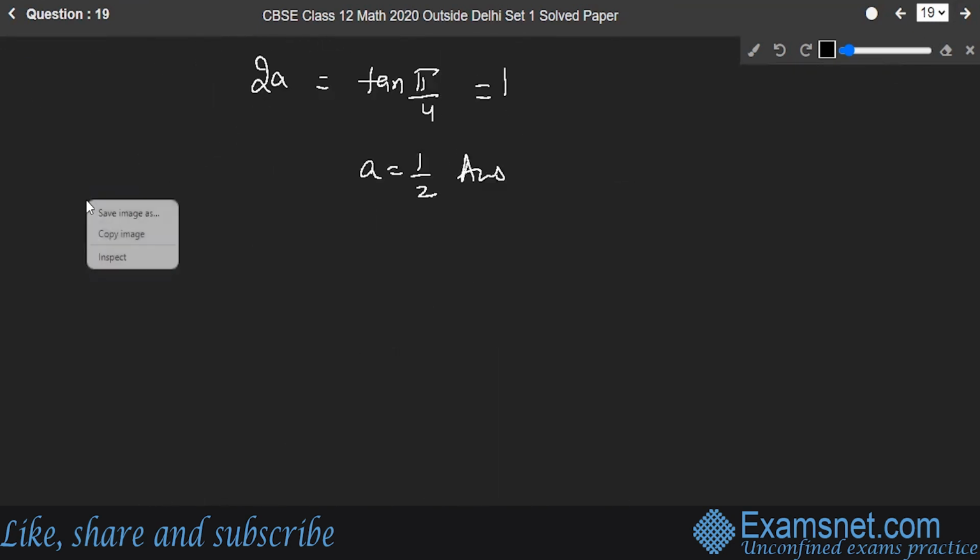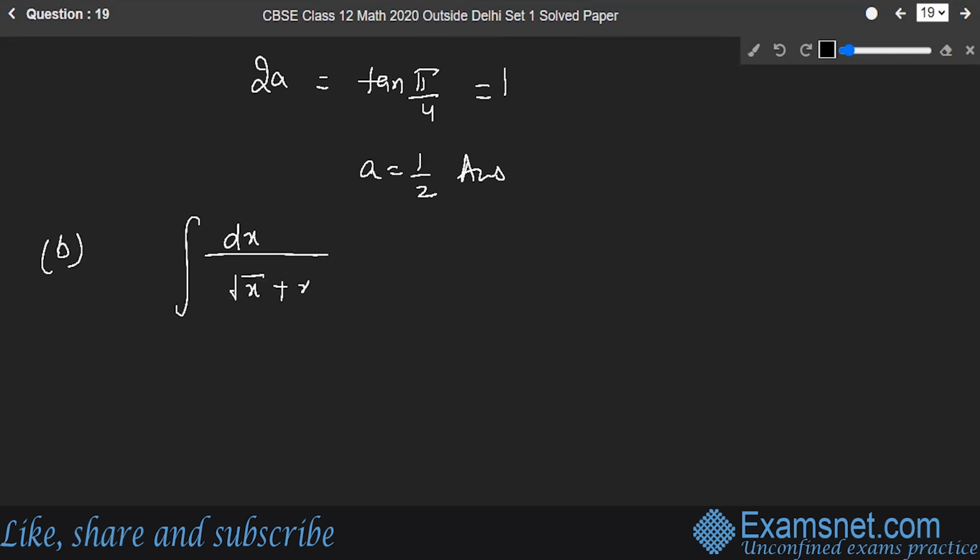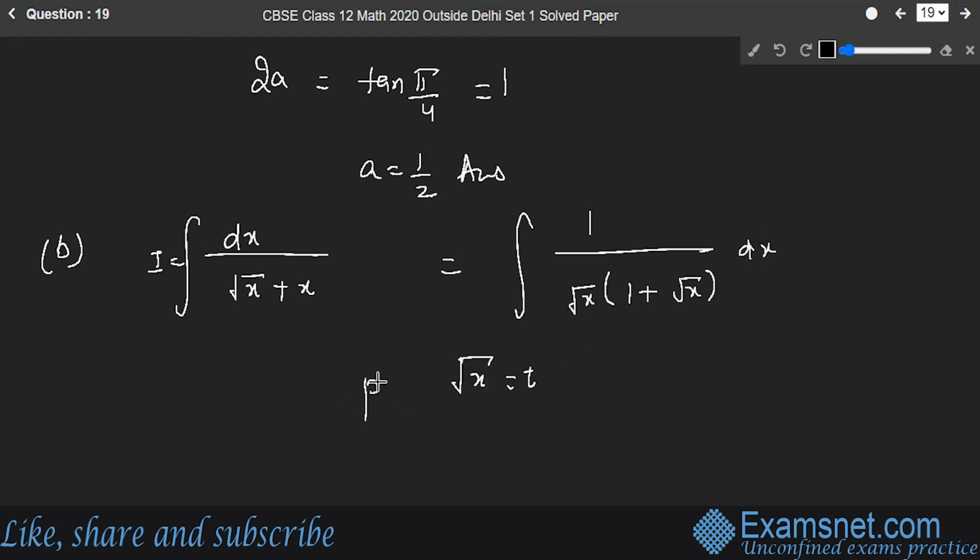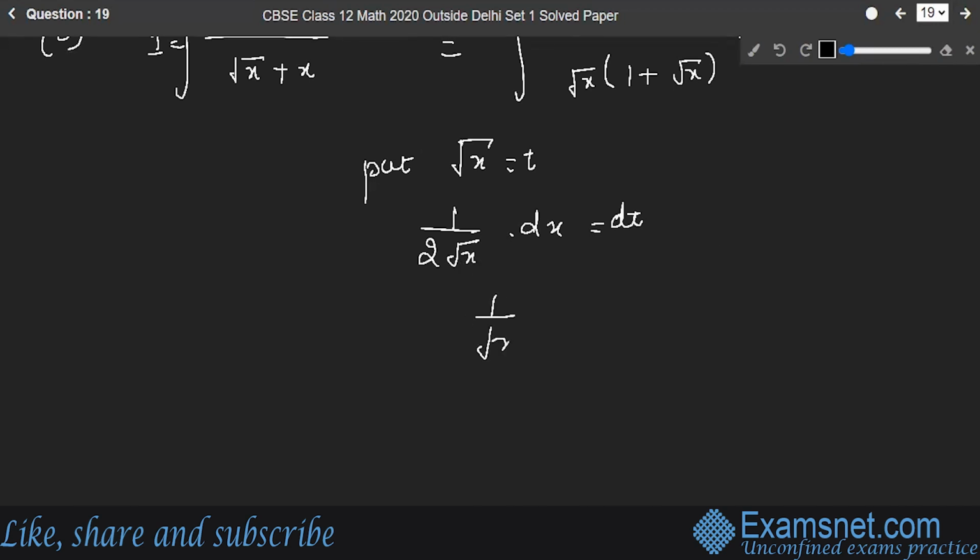In the b part, we have to find the integral of dx upon root of x plus x. Let's say this is equal to I. Now this is equal to the integral of 1 upon root of x into 1 plus root of x, dx. Let's put root of x is equal to t. Then finding the derivative on both sides, 1 upon 2 into root x into dx is equal to dt. Or dx upon root x is equal to 2 dt.